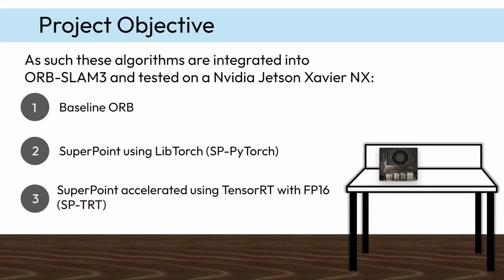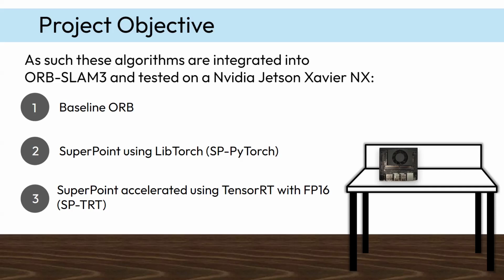The following feature extraction algorithms will be tested. The baseline ORB implementation, SuperPoint deployed using LibTorch, and SuperPoint using TensorRT with FP16 mode on. To evaluate the performance gains, the above algorithms are integrated into ORB-SLAM3, a well-known visual SLAM system. These implementations are run on an NVIDIA Jetson Xavier NX, an embedded device, with various metrics collected during the run.